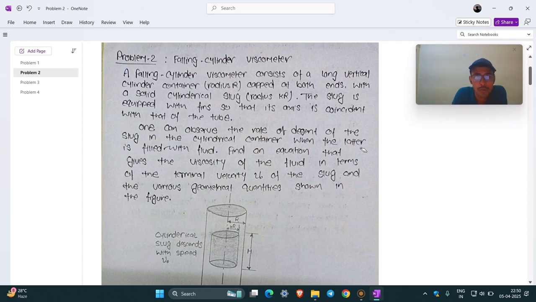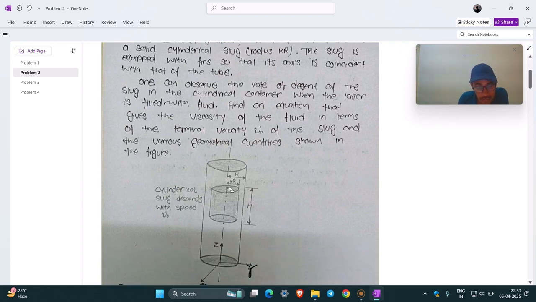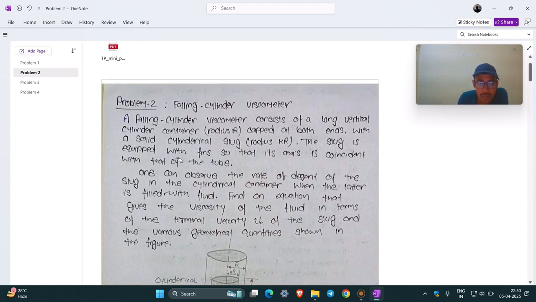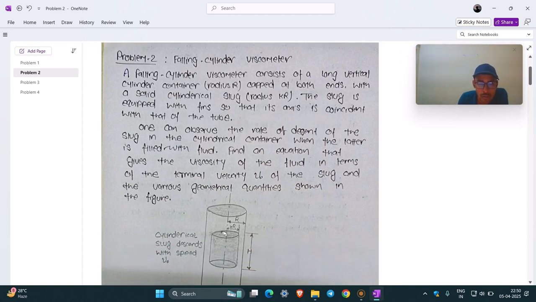So now coming back to problem number 1, it is a case of a falling cylinder viscometer. A falling cylinder viscometer consists of a long vertical cylinder of radius R, capped at both ends, that is, it is closed at both the ends, with a solid cylindrical slug of radius kappa R. The slug is equipped with fins so that its axis is aligned with that of the cylinder.